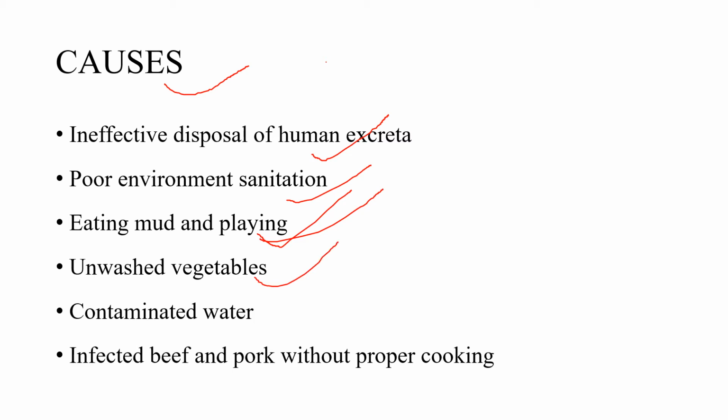The next one is consuming unwashed vegetables. Next is consuming contaminated water, and next is infected beef or pork without proper cooking. Some worms are present especially in the meat of beef and pork, so if we don't cook it properly, the child is going to develop the worm infestation. So these are the causes of worm infestation.